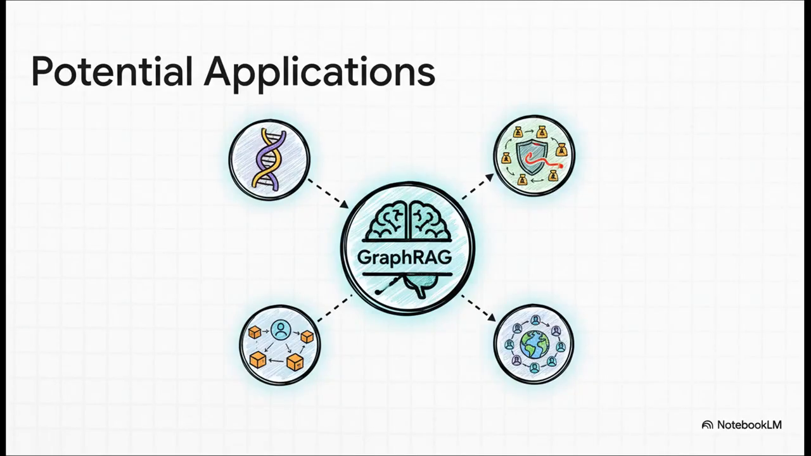And the potential applications, oh man, they're massive. We're talking about speeding up drug discovery, spotting complex cyber threats before they happen, building recommendation systems that actually get you, and uncovering sophisticated fraud rings. Basically, anywhere that hidden connections and relationships matter, GraphRAG has a huge role to play.